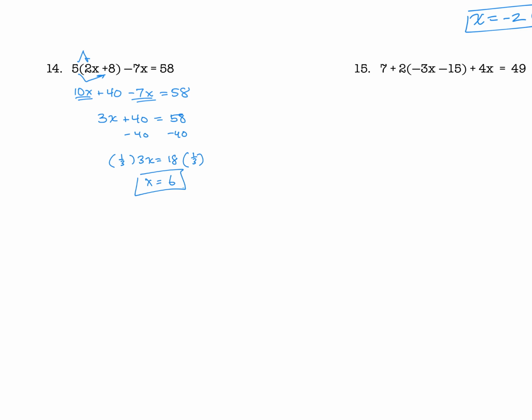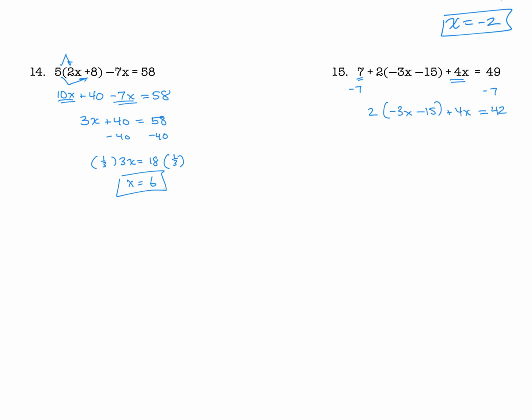So number 15. Again, notice that I have the 4x here. But that 4x is going to stay there. However, this 7, I'm going to move it right away. I don't need it on this side. It doesn't serve any purpose. So I'm going to go ahead and actually subtract 7 from both sides. And I'm going to be left with 2 parentheses, negative 3x, minus 15, plus 4x is equivalent to 42.